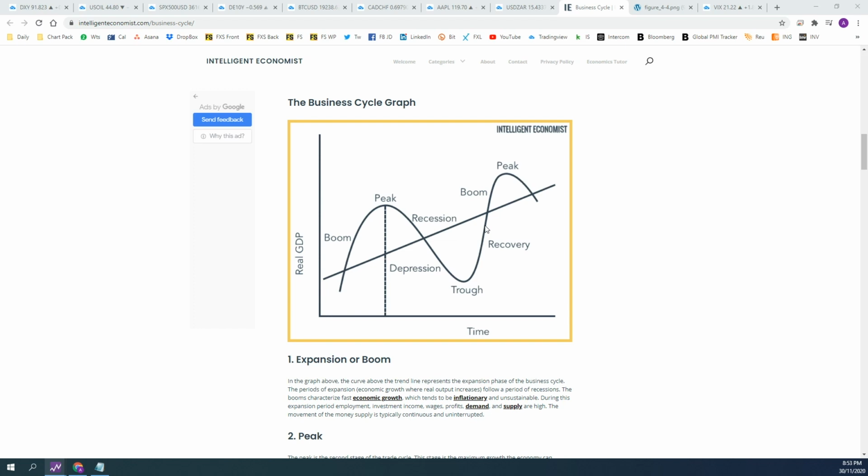If you take a look at something like the Aussie dollar, which is a pro-cyclical currency, you'll normally hear investors talk about that as being the best buy.